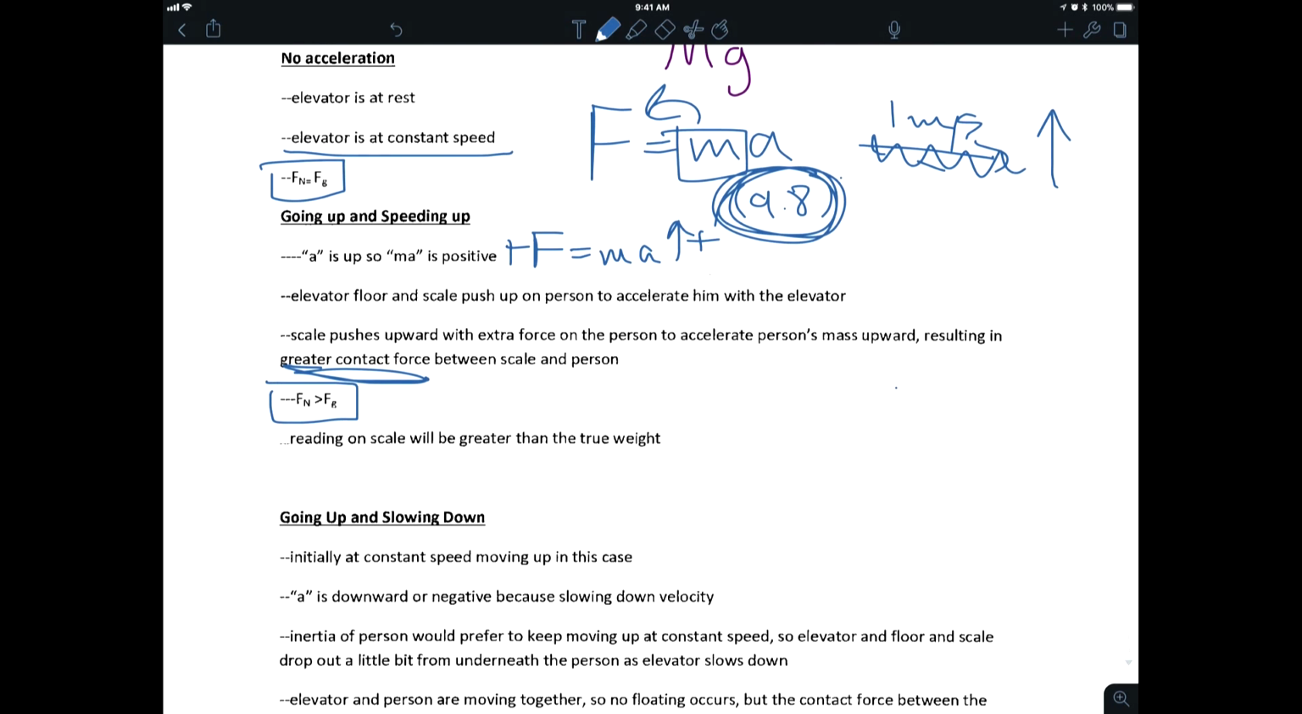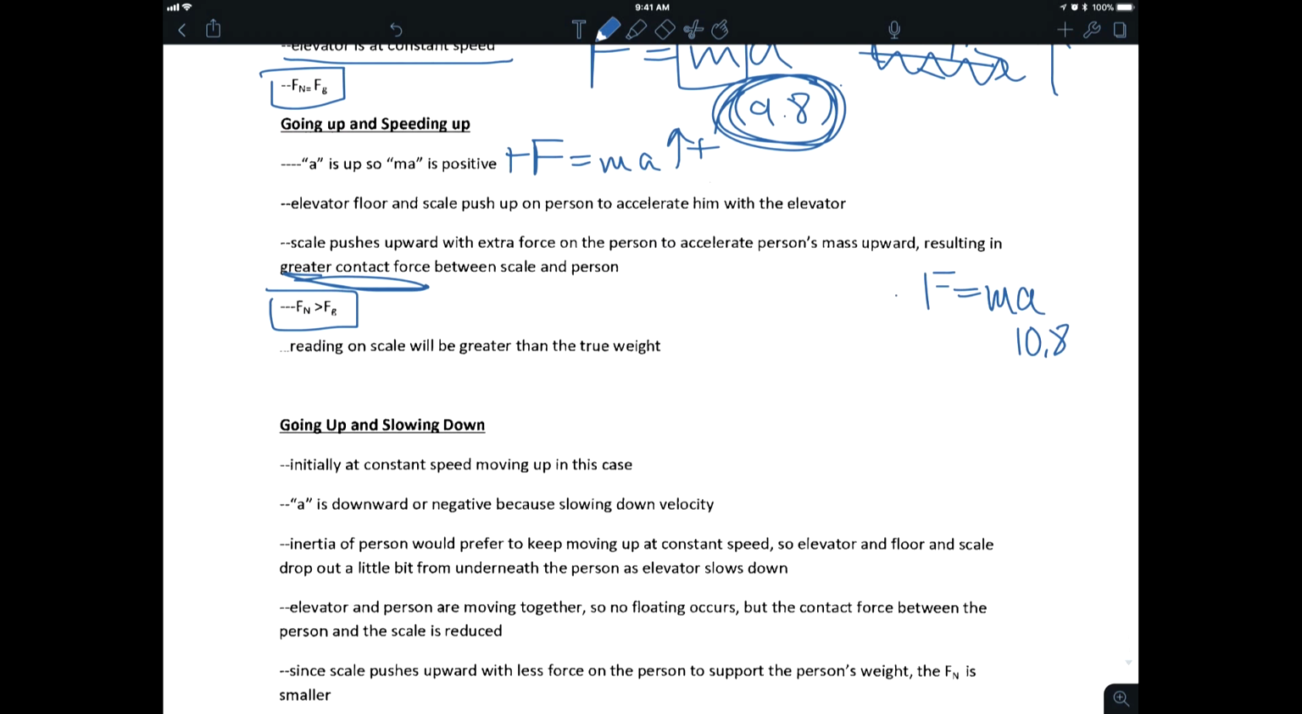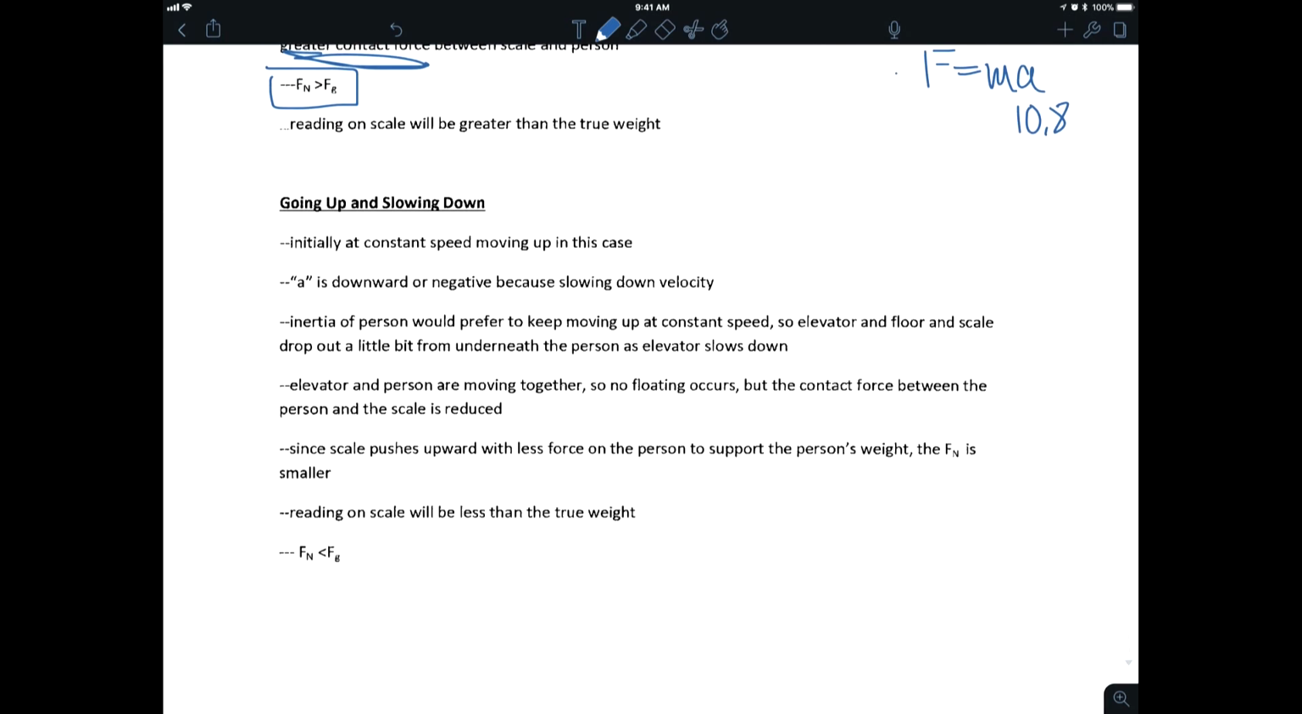That's because of your acceleration. Let's say that you accelerated at 1 meter per second squared, so your F equals ma, instead of the a being 9.8, it's now actually going to be 9.8 plus 1, which is going to be 10.8. So that's pretty simple. Reading on the scale will be greater than the true weight, because as a increased, your F also directly varied and increased. So, moving on, going up and slowing down.